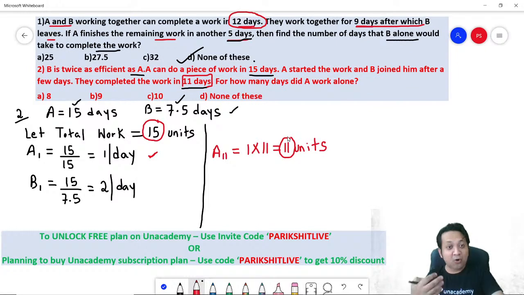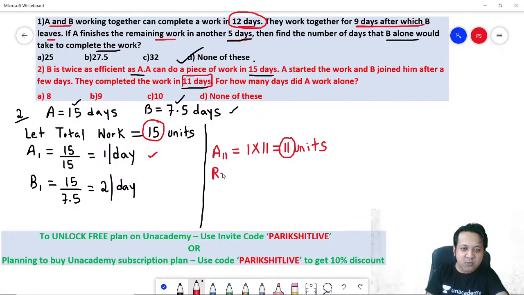Who must be doing? Obviously, God cannot be doing, right? It's not that God came down to earth and did the work. No, right? So obviously, the other human being must have done the remaining work. So what was the remaining work? The remaining work was 15 minus 11, which is equal to 4 units.